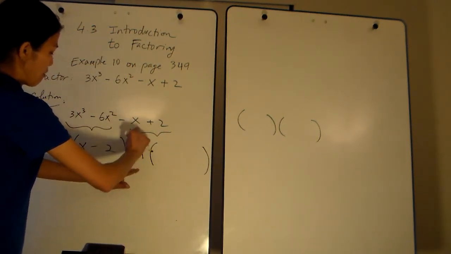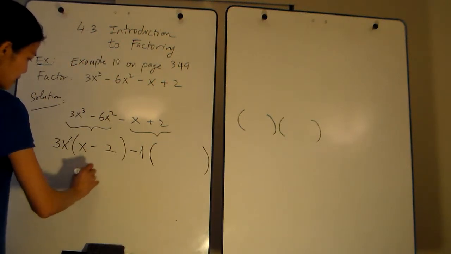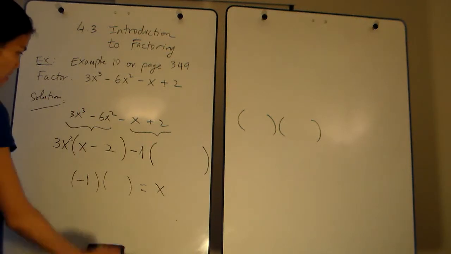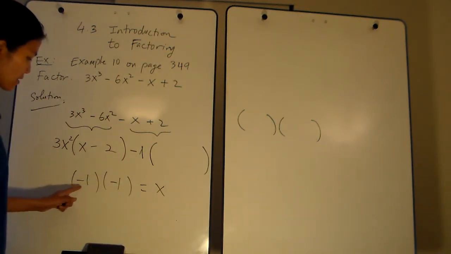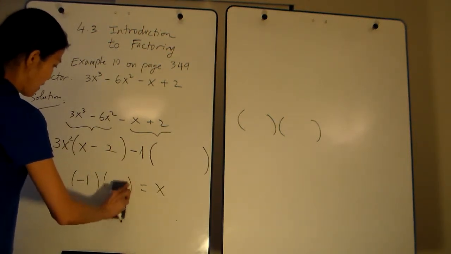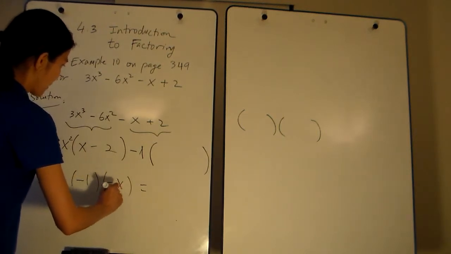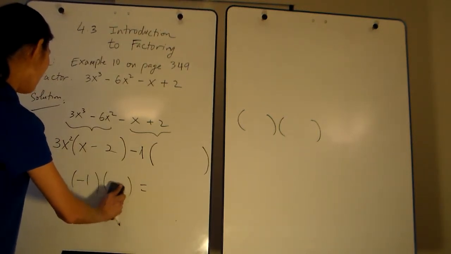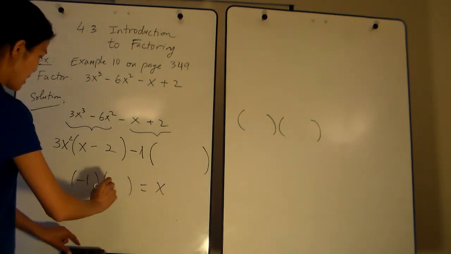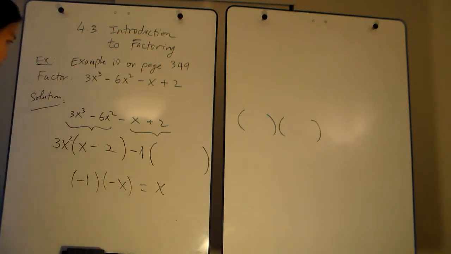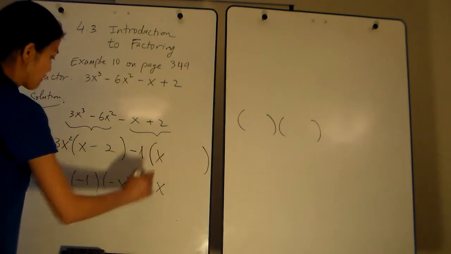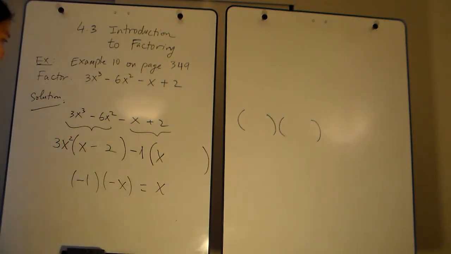Negative 1 times what equals negative x? Got to be x, right? Sorry, let's see, negative 1 times what is equal to negative x? So it's got to be x, okay? Negative 1 times x is negative x. So you got to have x here, okay?